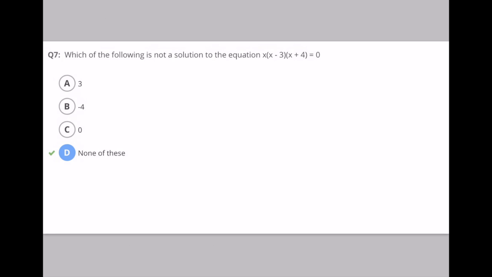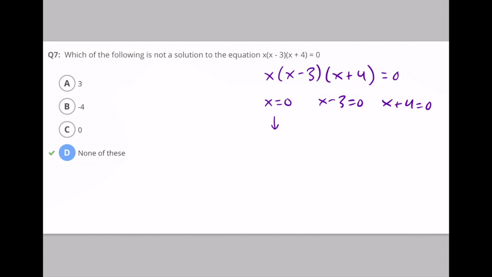Question 7. Which of the following is not a solution to the equation? In order to answer this, it might be helpful to find out what is a solution. So let's make this equal 0. We would have x equals 0, x minus 3 equals 0, and x plus 4 equals 0. So we get our answers 0, positive 3, and negative 4. These all happen to be one of the choices, but we're looking for something that is not a solution. All of these are solutions, so it can't be any of them.